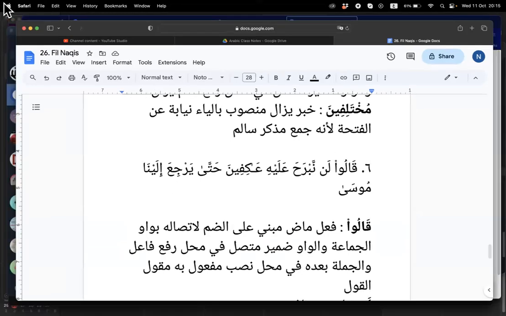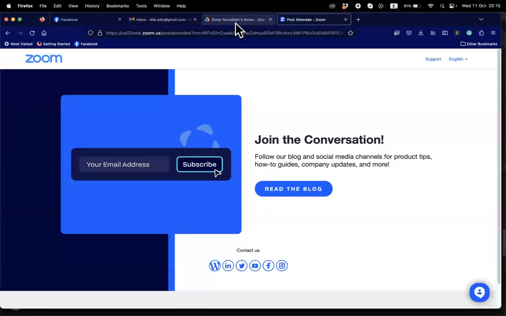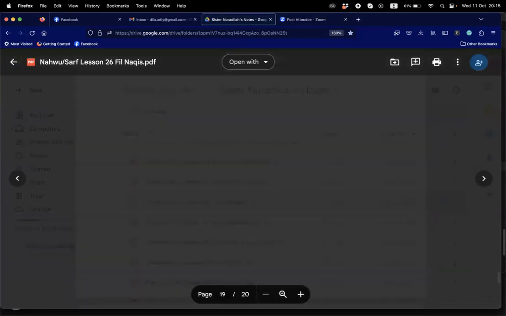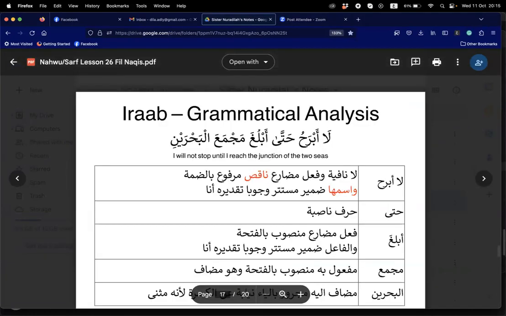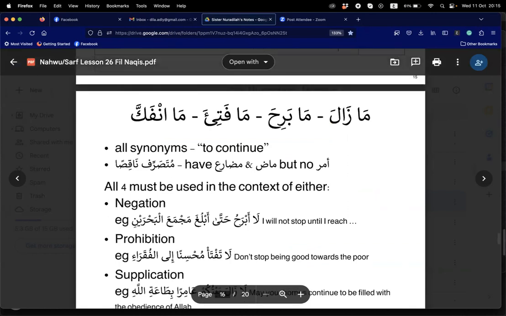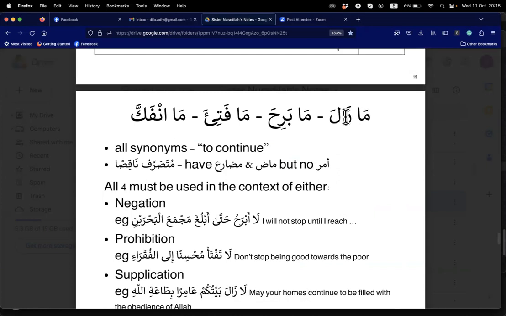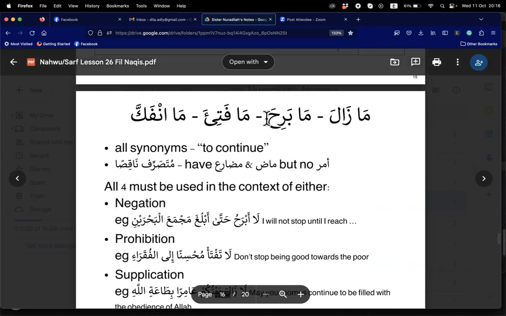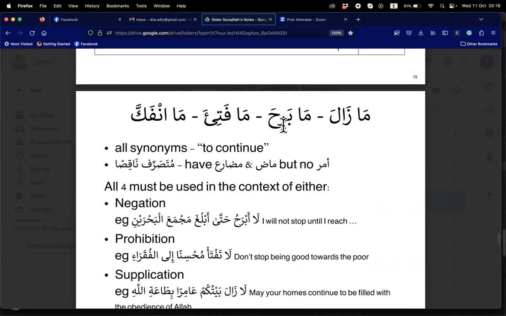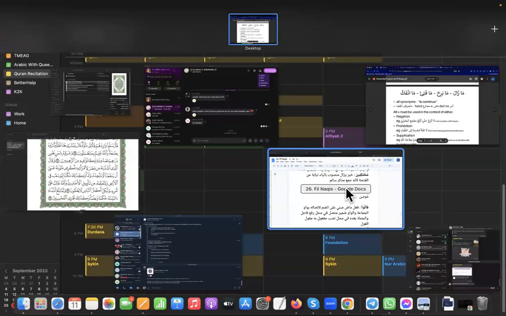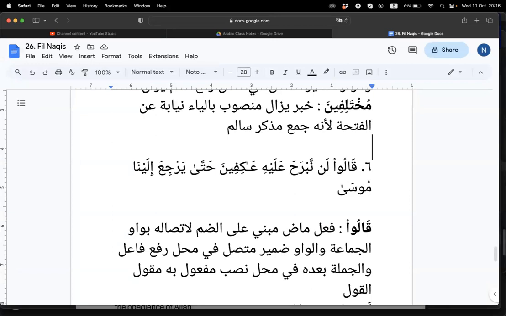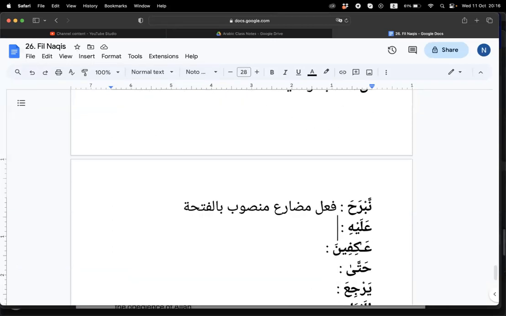Remember there are four, right? Let me just show you, just to remind ourselves, because this is not very common. So just now it was this one, ma zala. We have the mudhari' version just now, la yazaluna. This one is the one that we are looking at now. Ma bariha, this is the madi one. The one that we are doing is the mudhari' one, lan nabaroha. So this is also naqis. So fi'il mudhari' naqis.